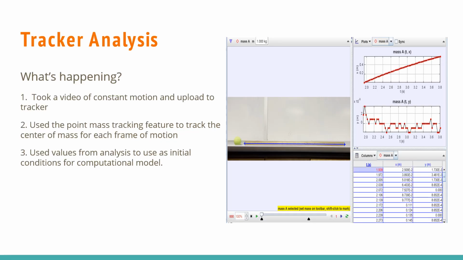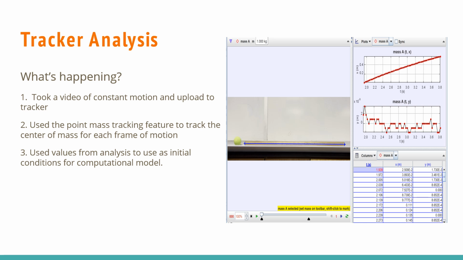So to start, we're going to talk about what we did in Tracker. We uploaded a video of our lacrosse ball rolling across the screen. And to actually get a velocity from this, we need to plot points. So each frame we plotted where the center of mass of the ball was, and this gave us a bunch of position versus time points, and Tracker plotted that on a graph up in the top right corner.